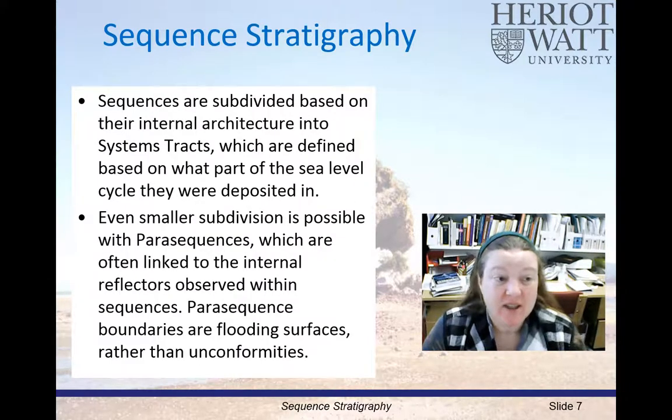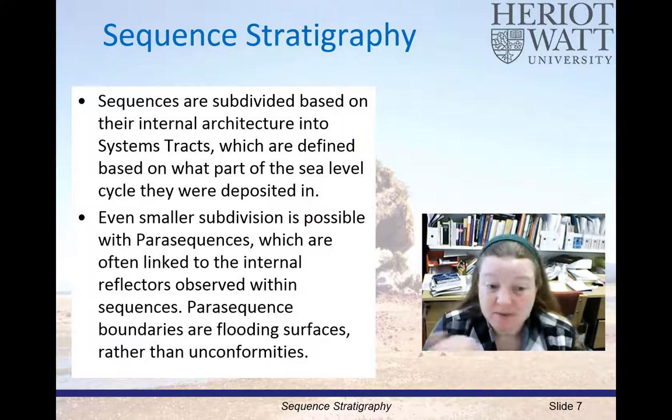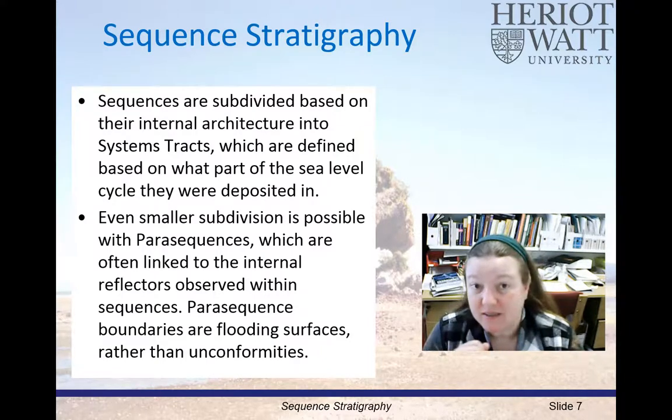Sequences, so these genetically related units bounded by unconformities and deposited during a single cycle of sea level rise and fall, are subdivided into sections called systems tracts, which are defined based on which part of the sea level cycle they were deposited in. For example, during low sea level, we have a systems tract called a low stand systems tract.